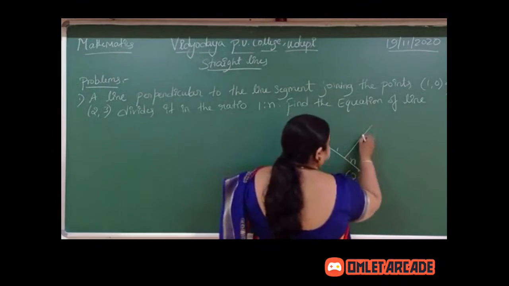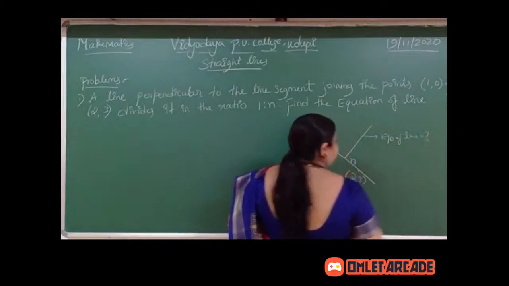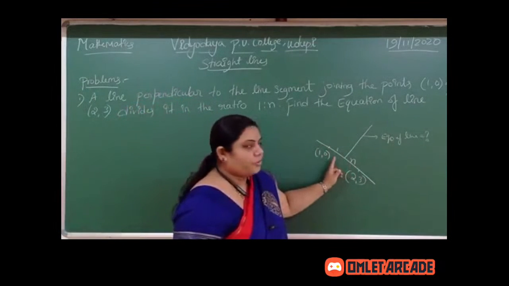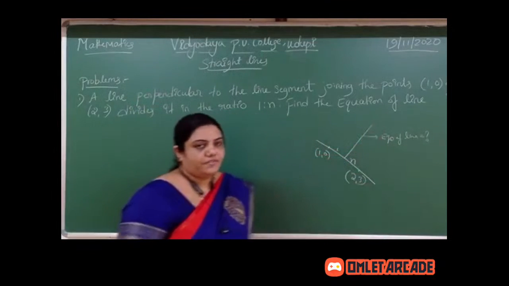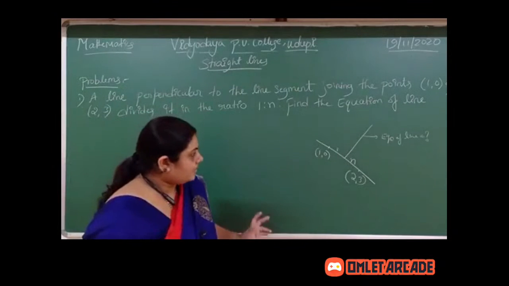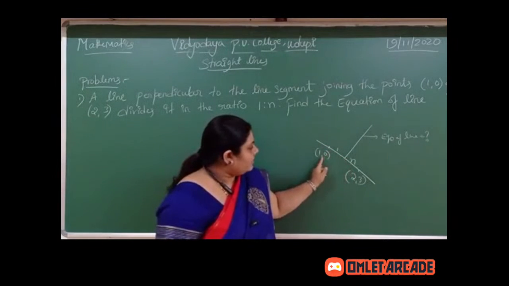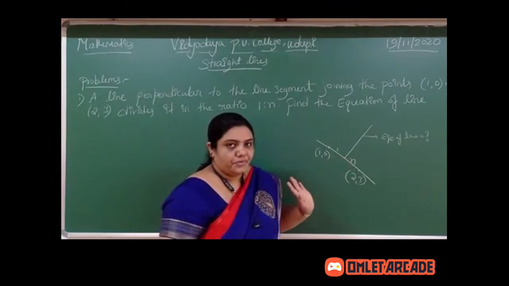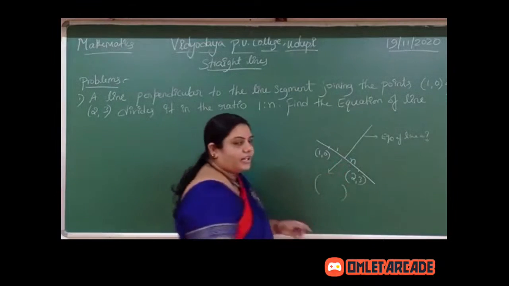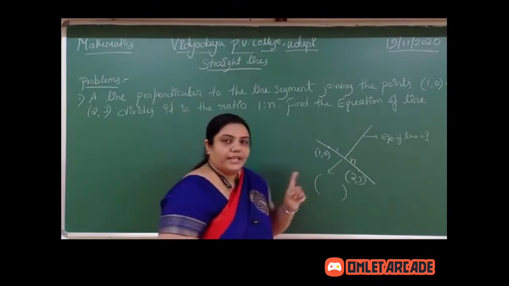So you have to find the equation of this line, okay? Because it is given that a line perpendicular to the line segment joining these 2 points in 1:n ratio, we'll find the equation of line. Now, I told you we need at least a point and a slope. You can see here, students, this point is dividing line segment (1, 0), (2, 3) in 1:n ratio. By using the section formula, you will get the coordinates of this point, am I right? In that way you will get the point.